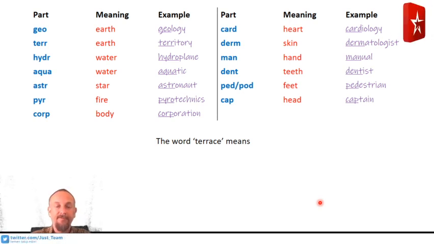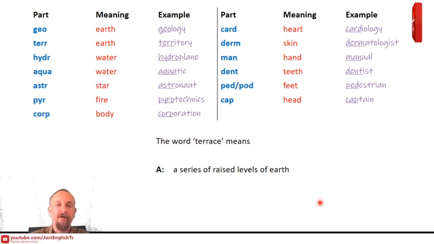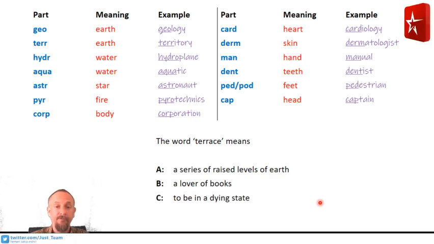So the word terrace. We have A, a series of raised levels of earth. We have B, a lover of books. We have C, to be in a dying state. Or we have D, in love. Jada straight in there with A. There we go. Very good honours.